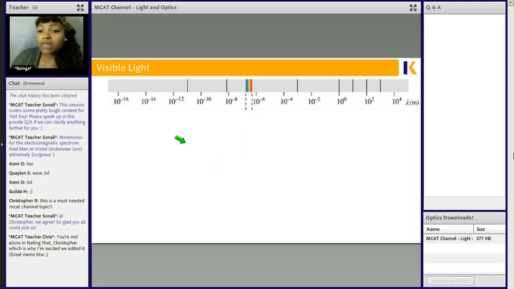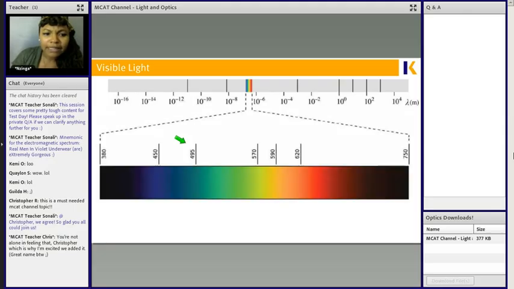So if we go into a little bit more detail about our visible light, we say to ourselves, well, if we're thinking about that idea and we're thinking about real men in violet underwear are extremely gorgeous, then we can think about starting from this side and going to that side. So we think about all of these ideas.